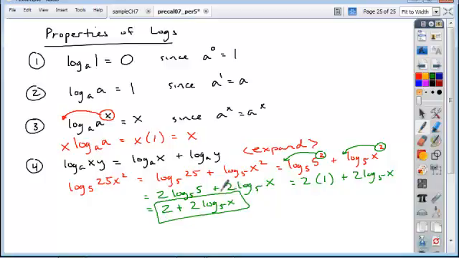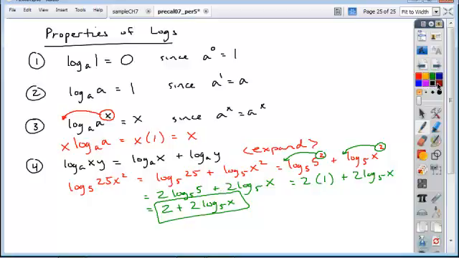Now, eventually this is what the rest of this section is dealing with. It's called expanding and condensing logs. This is the expanding part of it. The ACT will also very likely contain some problems dealing with this, so I did want you to get some exposure to it.